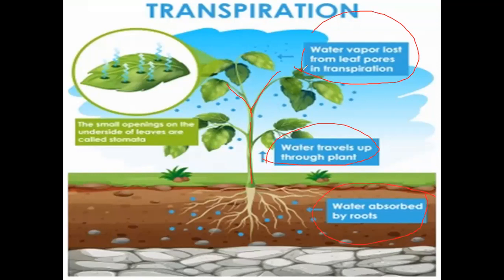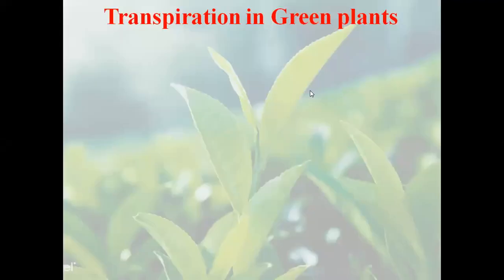Before we talk about transpiration, let's talk about stomata. Stomata are the small openings on the underside of the leaves. These small openings can't be seen by the naked eye. They are seen under the microscope.